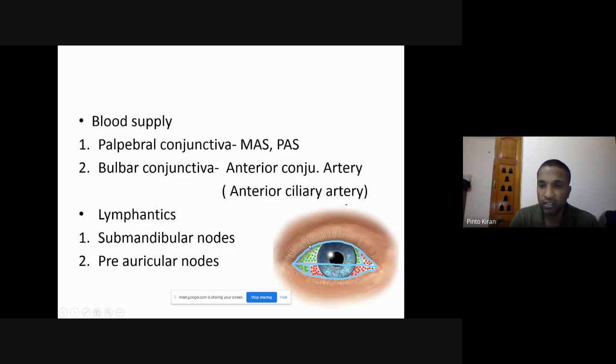The superior 2/3 and the lateral 1/3 drain into the preauricular nodes. This is the right eye for your understanding. Almost the lateral part drains into the preauricular nodes. The medial part drains into the submandibular nodes.